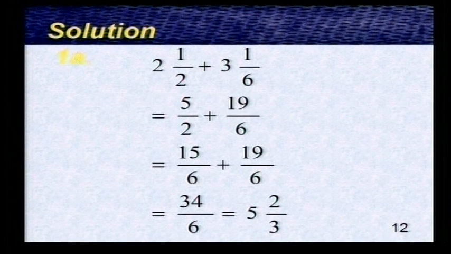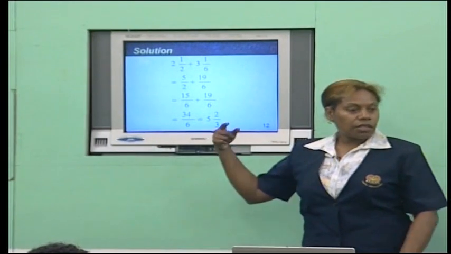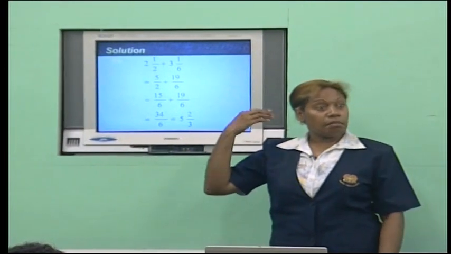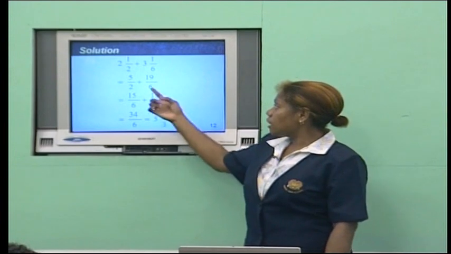Some of you used the other method where you went ahead and added the whole numbers. Is that true? Okay, good. So I said you can choose one of those methods, as long as you come to the same answer, one answer. So here we changed the mixed number into improper fraction.